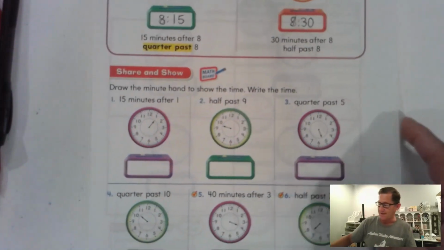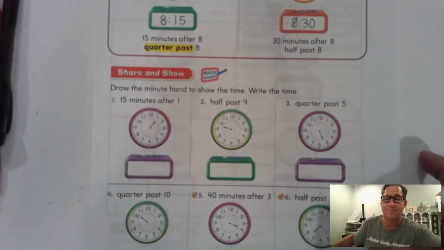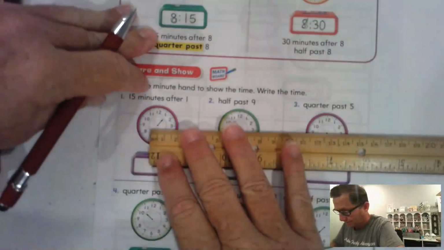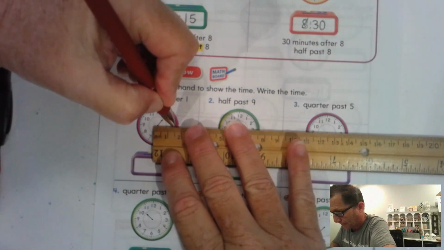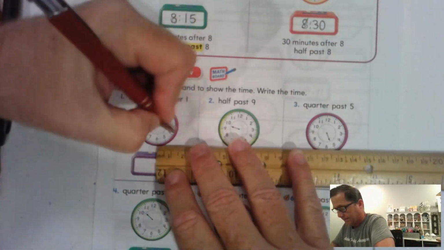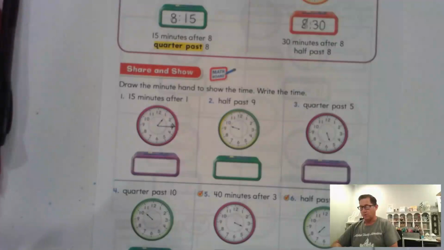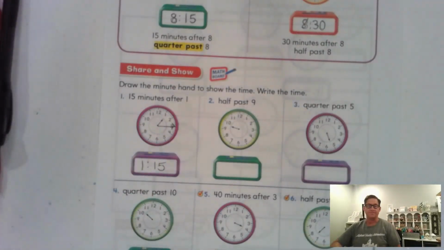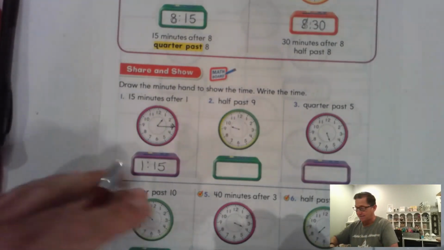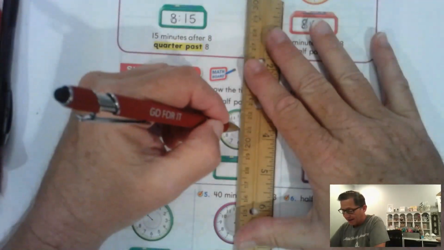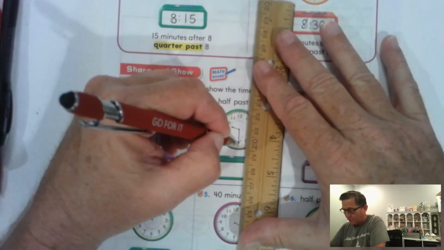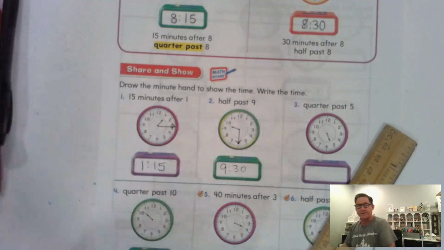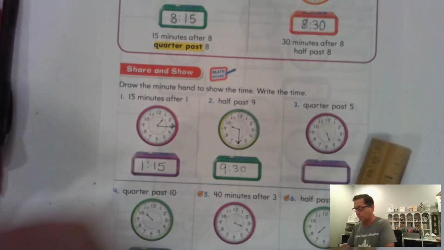All right, so draw the minute hand to show the time and then write the time. All right, so 15 minutes after 1. So we know it's pointing at the 3. And so 15 minutes after 1 is simply 1:15. Half past 9. Anything that's half past has to be pointing at the 6. And so it's 9:30.